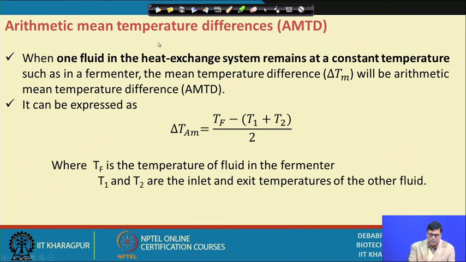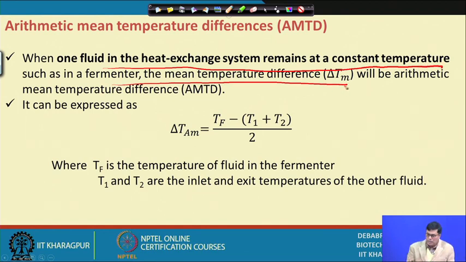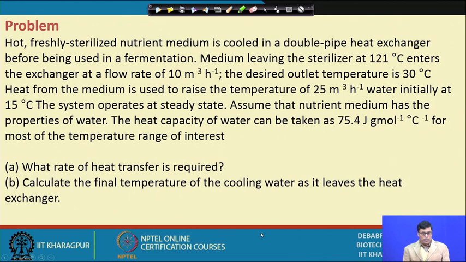The arithmetic mean of the temperature difference can also be calculated. If one fluid in the heat exchanger system remains at a constant temperature, such as in fermentation, the mean temperature difference Tm will be the arithmetic mean temperature difference, which is T1 plus T2 divided by 2. We can calculate it like this, because in a fermenter, suppose we want to maintain a particular temperature, we can do that. Now, we have two problems related to this heat transfer. I hope if we can solve these problems, then our conception will be a little bit clearer.